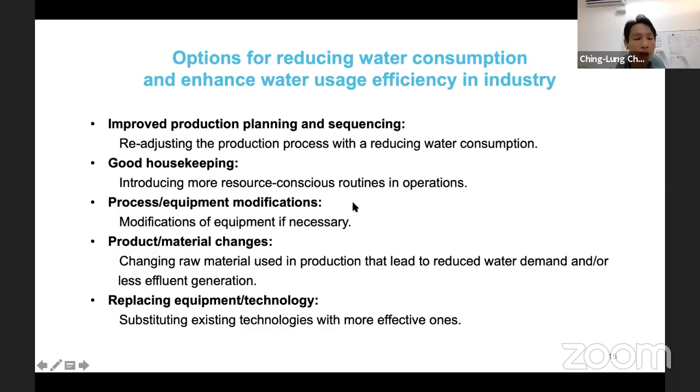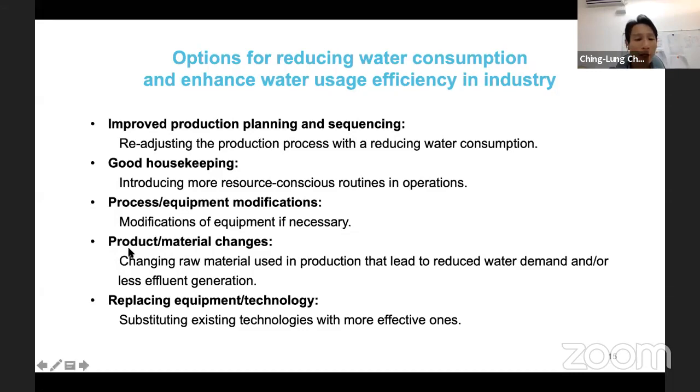The third one is process modification. So they try to modify the equipment if necessary. Sometimes some of the equipment may use lots of water. So they try to change or modify the equipment, then it can have a similar function, but with less water consumption.